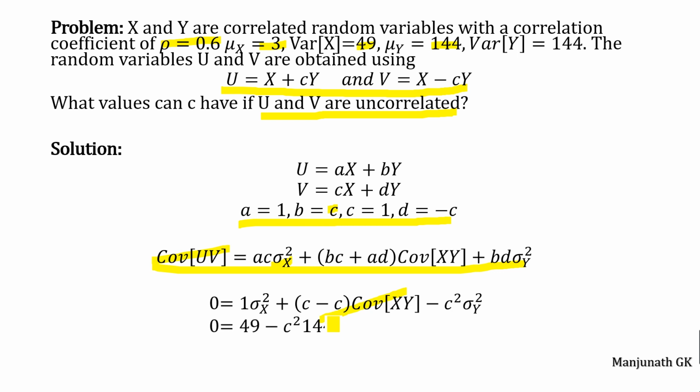Do the simplification, substitute the values of variance of x and y. It is already given: variance of x is 49, variance of y is 144. Then do the simplification. C square is equal to 49 by 144. As a result, the value of c is equal to plus or minus 0.833.